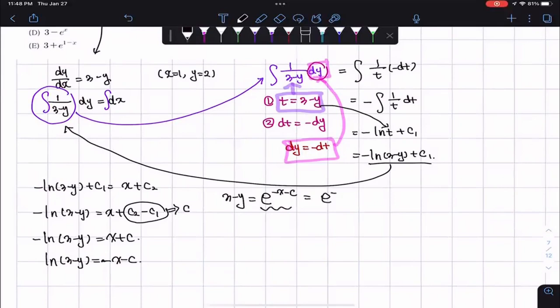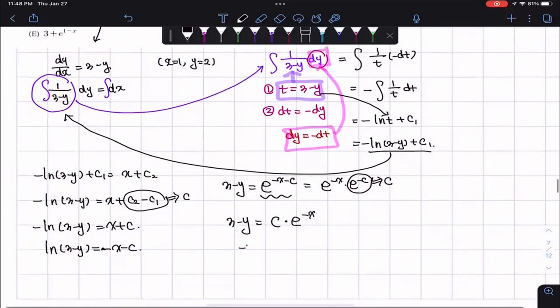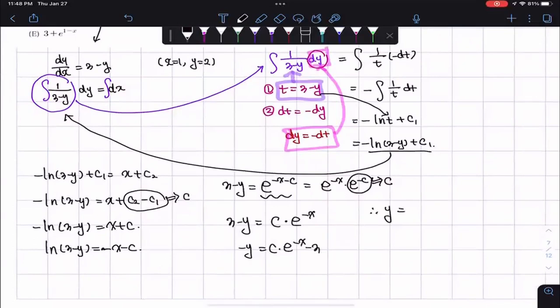Separate this. This is just c, because it is undecided. So 3 minus y equals c times e to the power of minus x. Minus y equals c times e to the power of minus x minus 3. So y equals 3 minus c times e to the power of minus x.